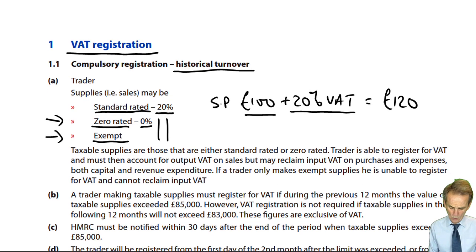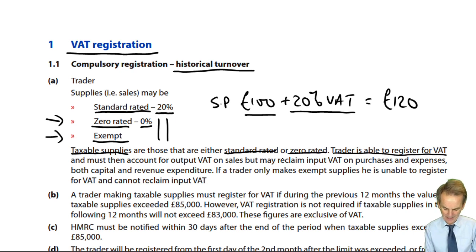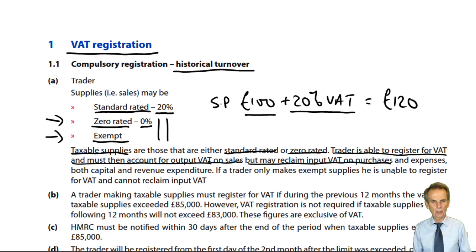Now then, just to reiterate what we've just said, taxable supplies are those that are either standard rated or zero rated. A trader is able to register for VAT and must then account for output VAT on sales, but may reclaim input VAT on purchases. So we've talked about a trader most likely selling to us, like a shop, for example, to an individual, a consumer, an individual member of the public, who, of course, you or I, we are not registered for VAT. Traders, businesses are registered for VAT.